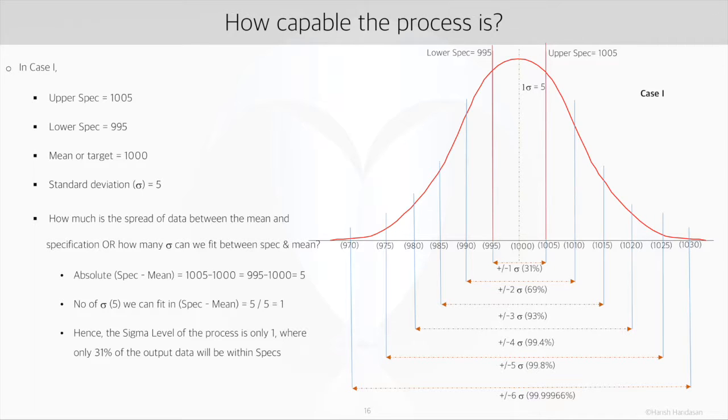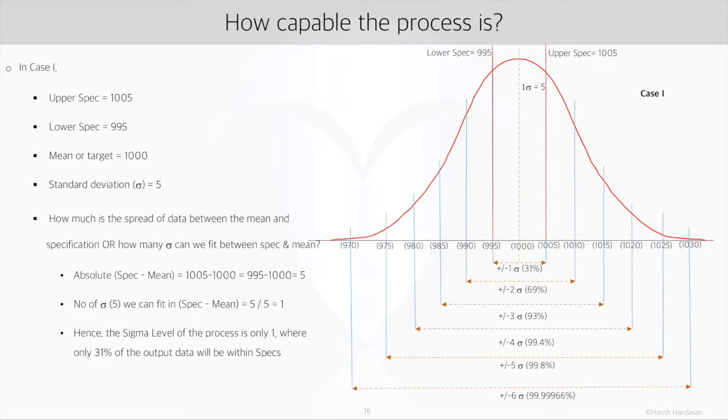So obviously the biggest culprit in a process is the variation or standard deviation. Higher the standard deviation, higher is going to be the spread in the data, and hence the process capability is going to be lower. The process performance is going to be lower.